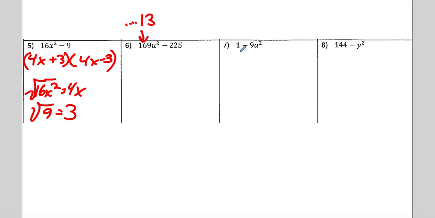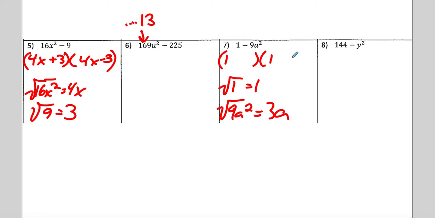Square root of 169, I believe that's 13. Check it out. Square root of 1 is 1. Square root of 9a squared is 3a. So this 1 has to go first in our factored form. And the 3a is the square root of the second term that has to go second. This way, we get a negative 9a squared, which is what we have up here. And this way we get a positive 1, which is what we have up here.